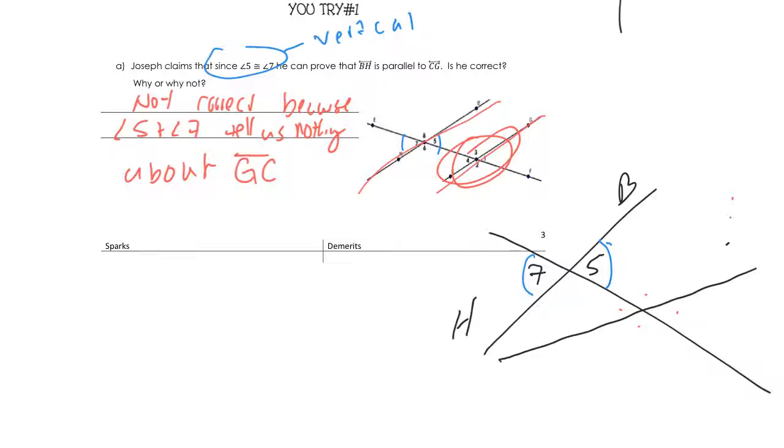We need more information. We can't just assume these are parallel because they look like it. If they said angle 7 was equal to angle 4, then I'd say yes, they are parallel because my corresponding angles are congruent. Vertical angles are always equal, whether the lines are parallel or not. So vertical angles doesn't tell us if lines are parallel.